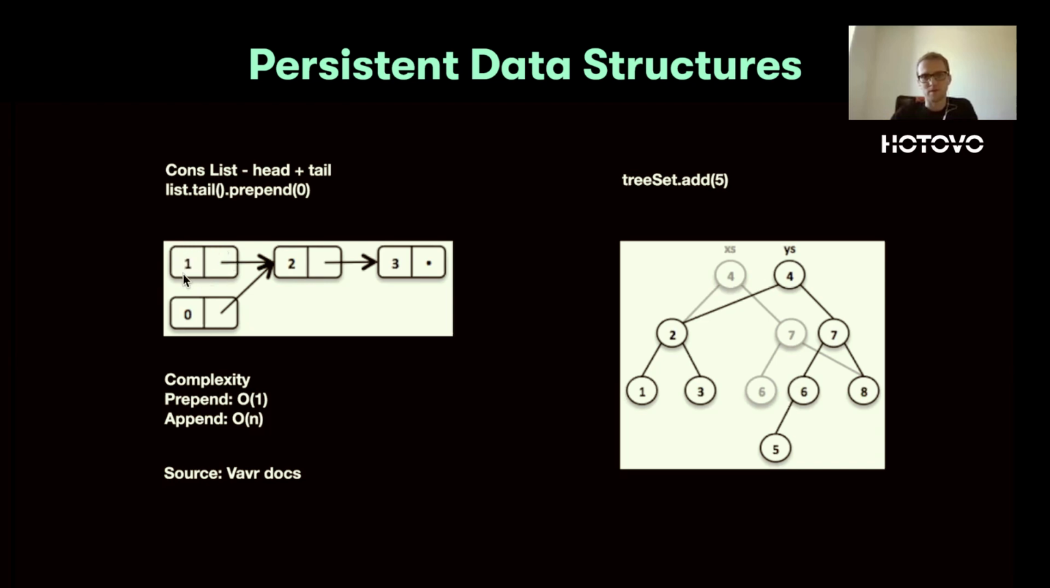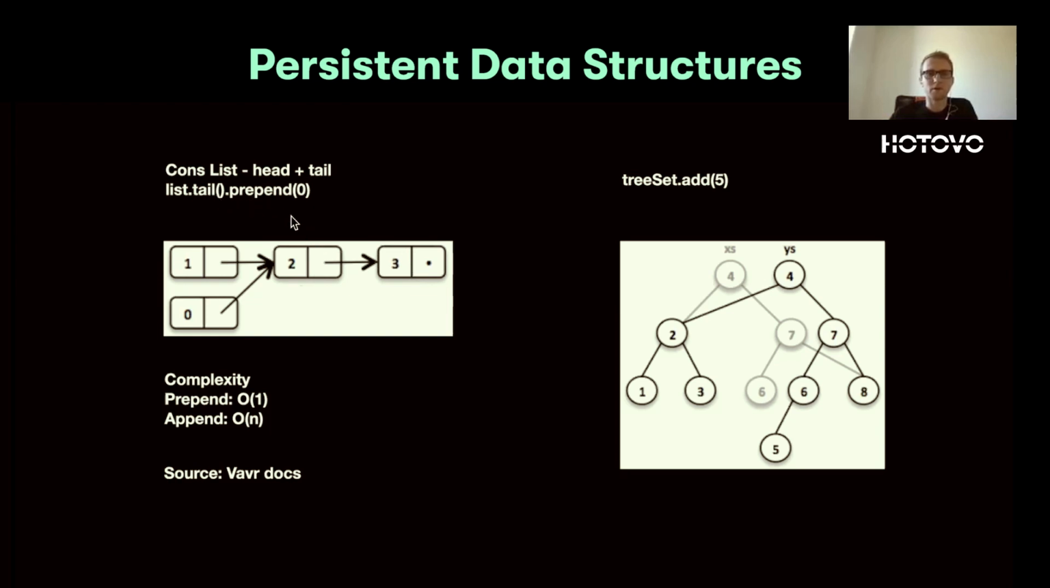This one contains a head with number 1 and a reference to this list, which contains, again, a head, number 2, and the tail is a reference to this list. And this is the head of the last list, and the reference to a tail is nothing. It's like nil or null. There's nothing.